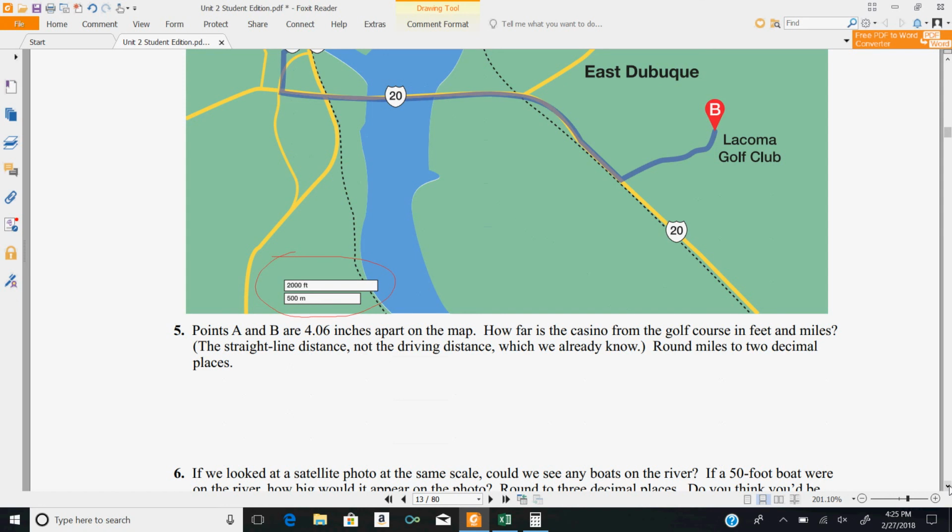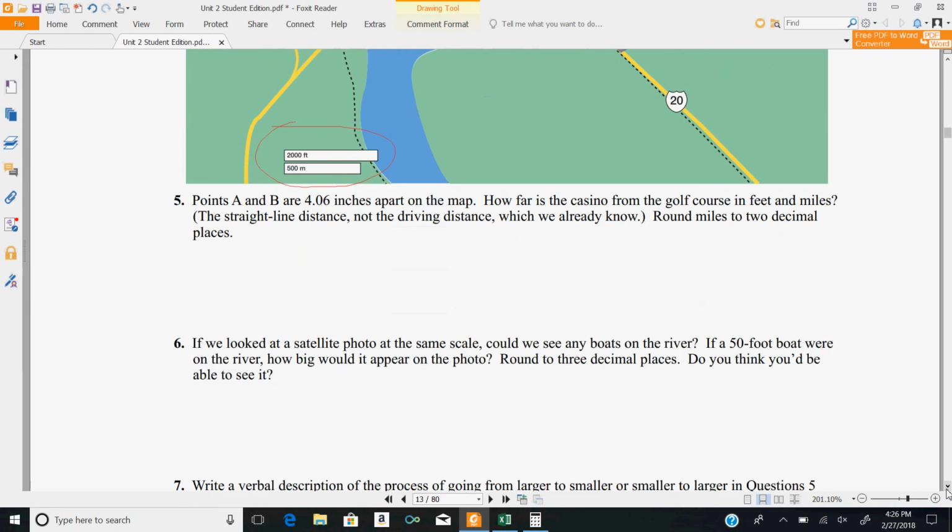So question 5 says points A and B are 4.06 inches apart on the map. How far is the casino from the golf course in feet and in miles? Okay. And he's talking about the straight line distance here, not the driving distance. He got the driving distance off of the app. He wants to know what the straight line distance is. So we round miles to 2 decimal places. So we've got 4.06 inches. Let me give myself some room.